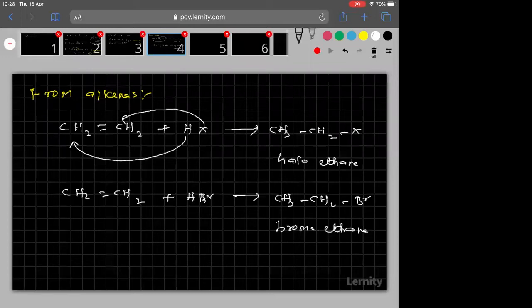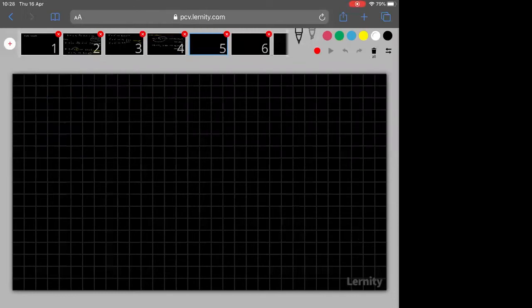Okay. Now, next, if we take the unsymmetrical alkene, see clearly, everyone knows CH3-CH=CH2, propene. So when propene is added to HCl or HBr.